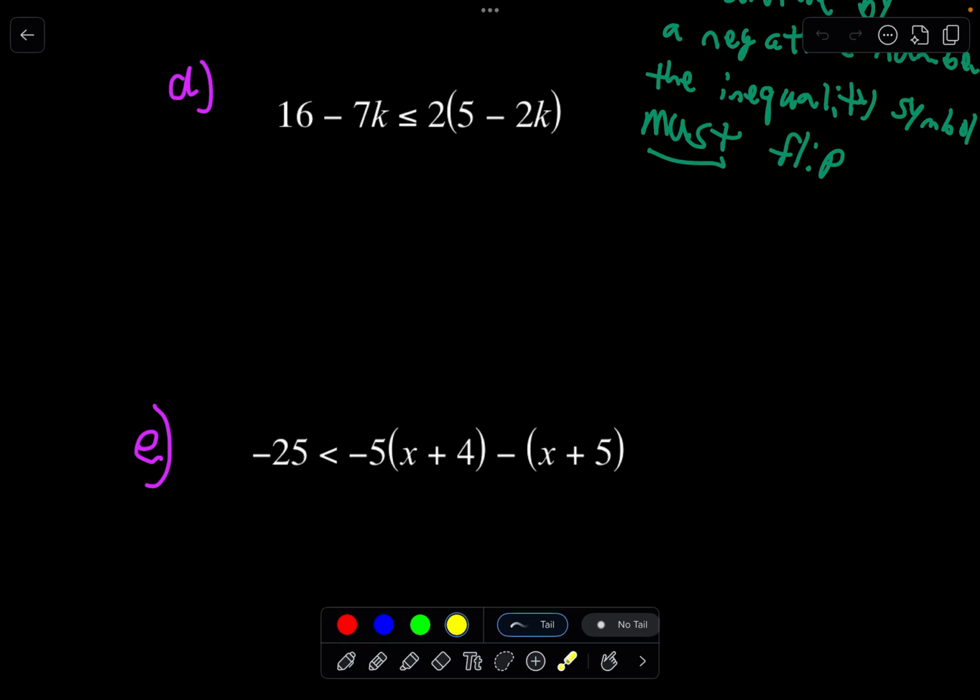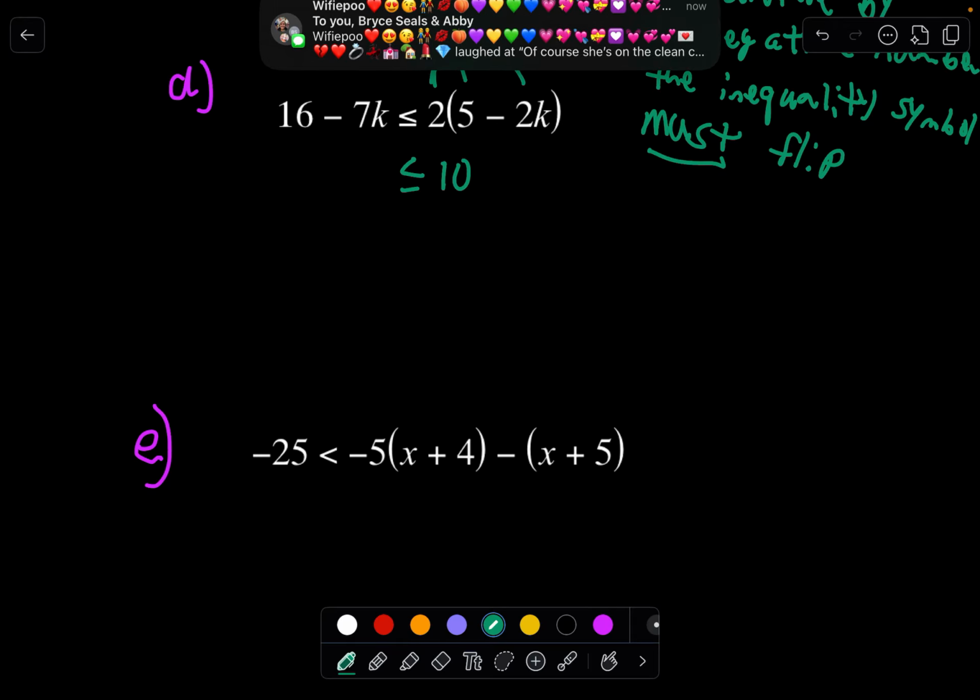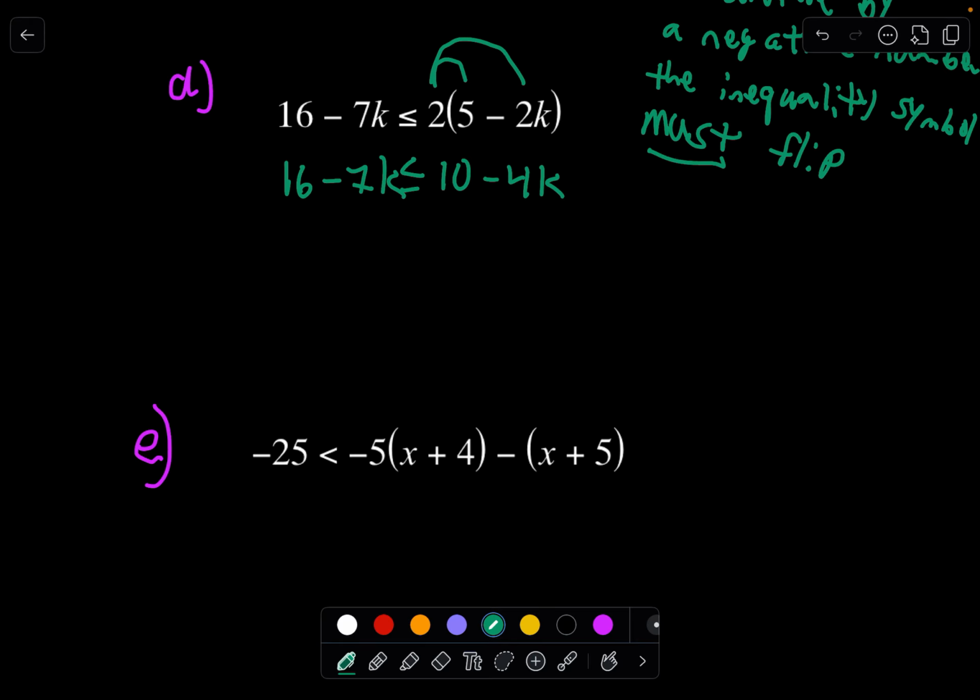All right, so again, just like with any other problem, we have to distribute and simplify, whatever can be simplified. So I'm going to distribute the 2 on the right. So that becomes 2 times 5 is 10 and minus 4k. Over here is 16 minus 7k. All right, now let's hook up the variables. So why don't we add 7k to both sides?